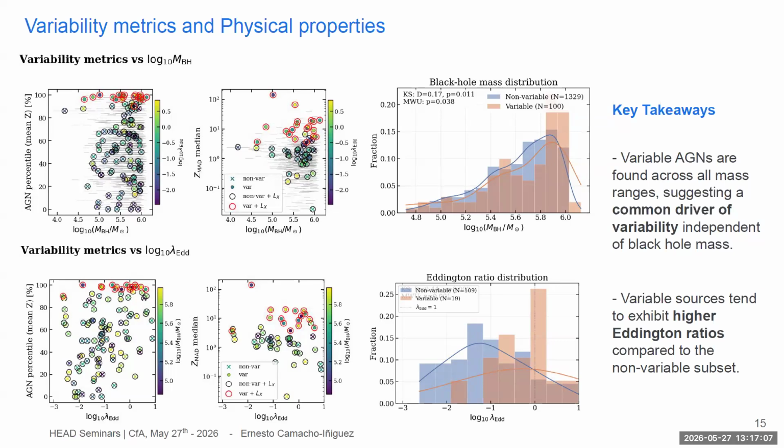So we don't find a strong relation between variability and black hole mass in this particular range of masses, at least. On the other hand, we do see that the variable sample traces slightly higher Eddington ratios compared to the non-variable set of AGNs, which is super interesting. So the fact that we do not see a dependence on mass to the variability might suggest that there's a common driver of variability for all the objects in our sample.